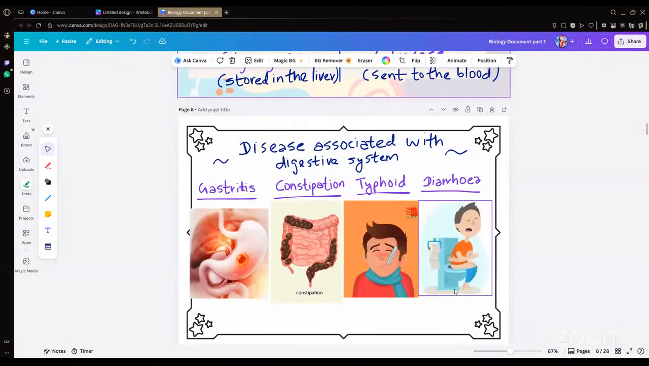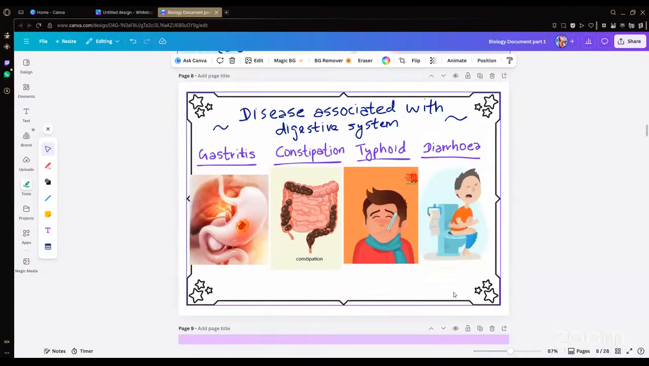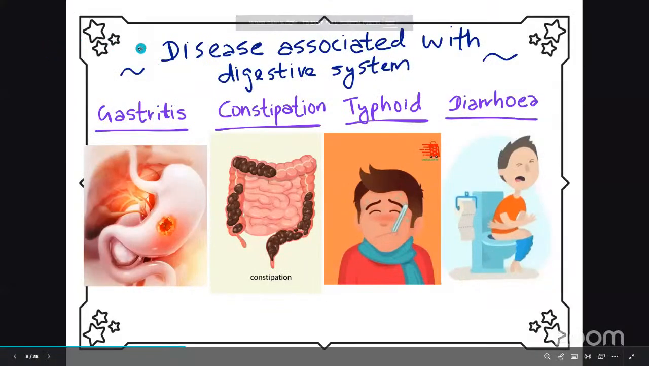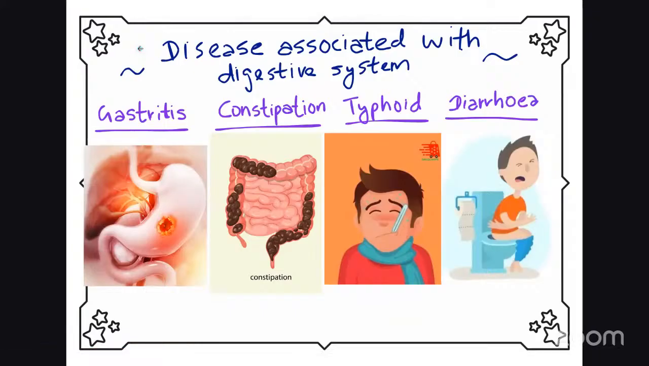Then moving on, we have the diseases associated with the digestive system. I'm not going to go deep into the diseases or explain them one by one, because usually in the paper they just ask you for examples. For example, they'll give you constipation and ask what system it is associated with. Or if there's an essay question on the digestive system, they can ask you to name two diseases associated with the system. They wouldn't go deeper into questioning about this.